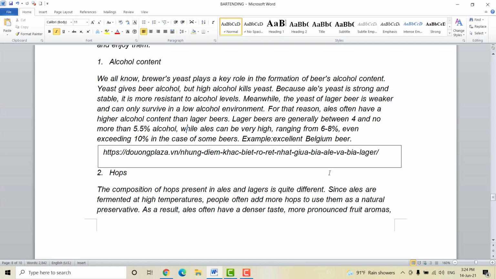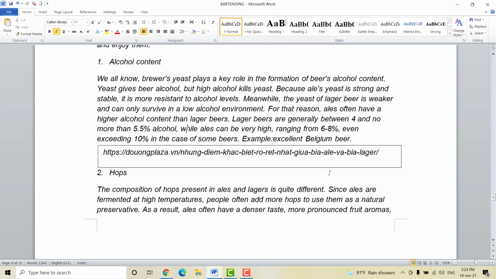Yeast gives beer alcohol, but high alcohol kills yeast. Because ale's yeast is strong and stable, it is more resistant to alcohol levels. Meanwhile, the yeast of lager beer is weaker and can only survive in a low alcohol environment. For that reason, ales often have a higher alcohol content than lager beers.